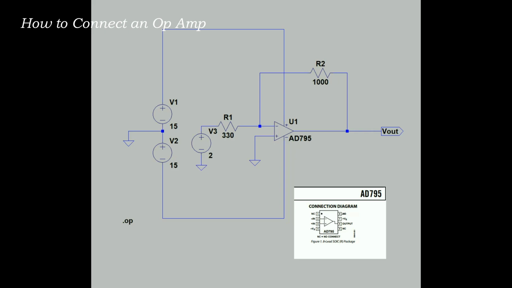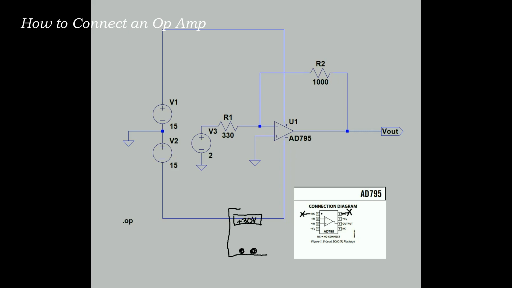So we have NC terminals. NC means no connection. So I'm going to put an X there. If you're working on a breadboard, you just don't have to connect those to anything. They're not connected to ground or anything else. Just leave those unconnected. Let's put a power supply in here. I'm going to draw a 30-volt power supply.